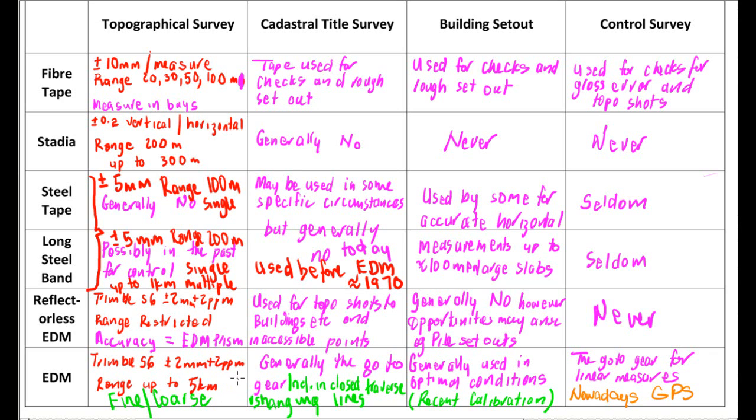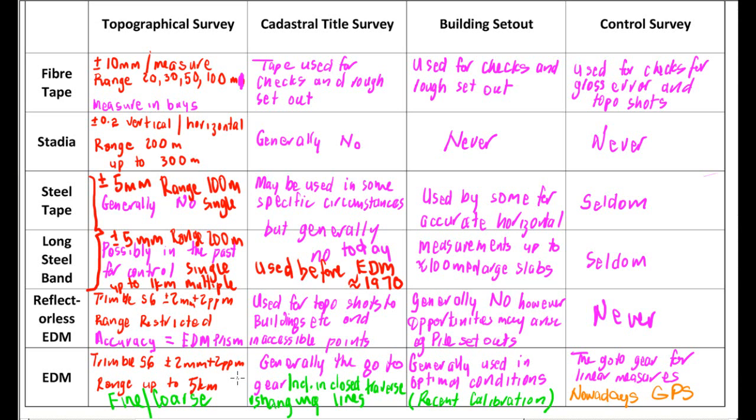In terms of cadastral title survey, the EDM is generally the go-to gear. Also, you must bear in mind here that with cadastral survey, our measurements and vectors are more often than not included in a closed traverse, or they are between known marks. And we try to avoid using hanging lines, and where we do use hanging lines, we generally chain and observe them twice, or measure them twice, to make sure that we're getting the accuracy that is required. So the EDM is the go-to measurement gear here in terms of the cadastral title survey.